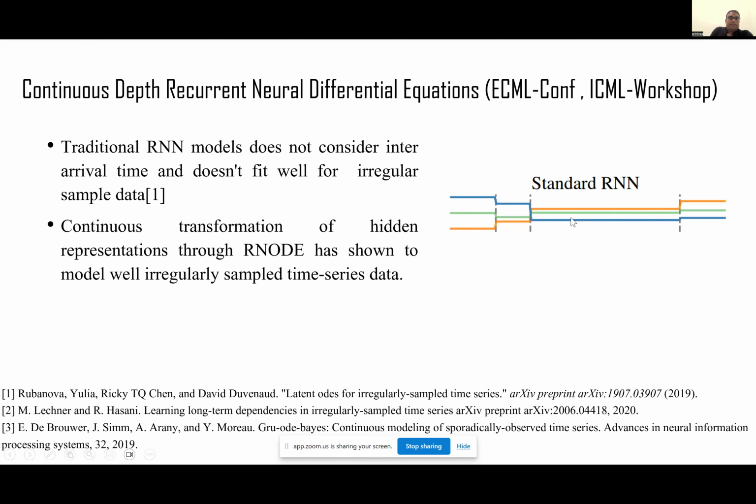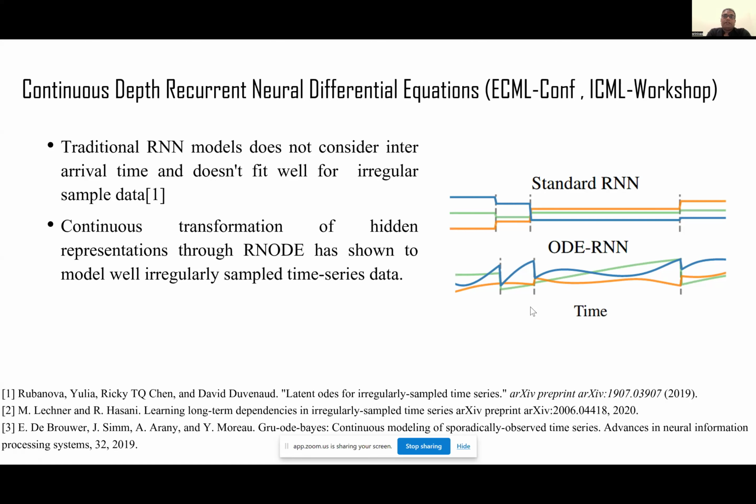It doesn't affect. So people have proposed this ODE-RNN, where the intermediate transformation acts like a neural ODE. Although it is a GRU or LSTM model, there is also an evolution of the hidden state which considers the inter-arrival time. There are datasets called irregularly sampled time series data. For those datasets, compared to standard RNN models, ODE-RNN models have been shown to perform well.